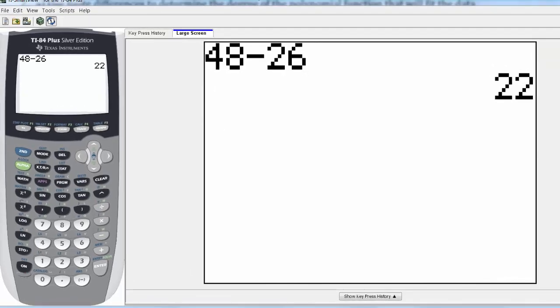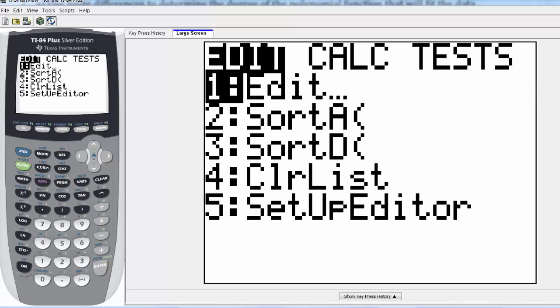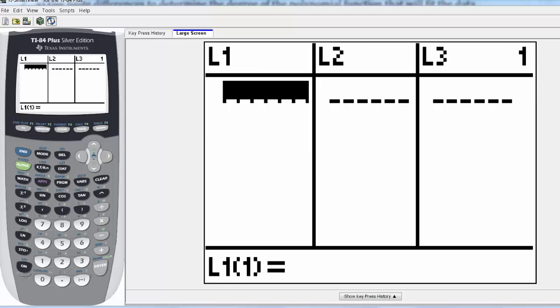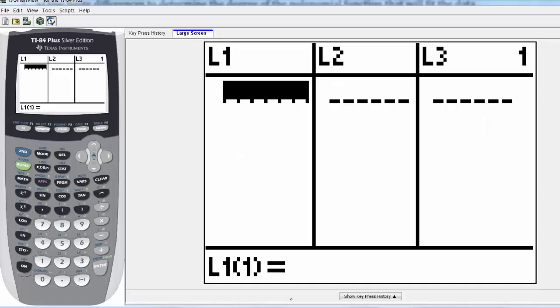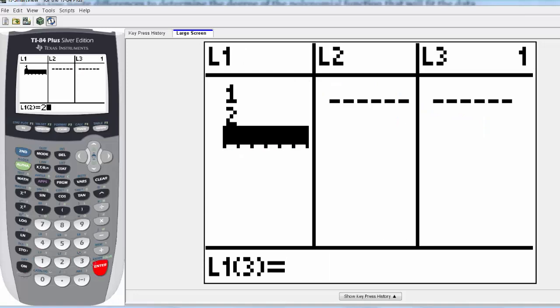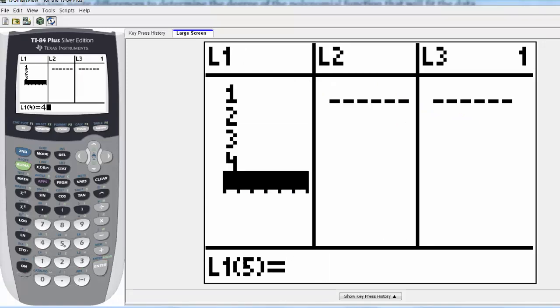I need to go to Stat, Edit, and I'm going to enter my data into L1 and L2. So Stat, Edit, and you need to do L1 and L2. L1 is your x's and L2 are your y values. So 1 through 6 are going to go in L1. So 1, 2, 3, 4, 5, 6.